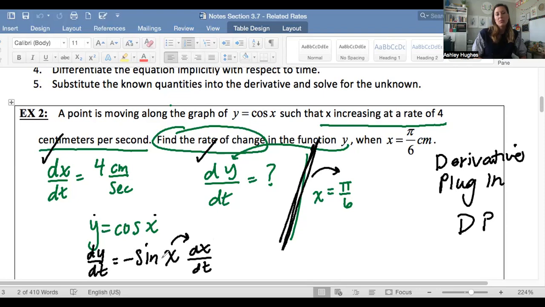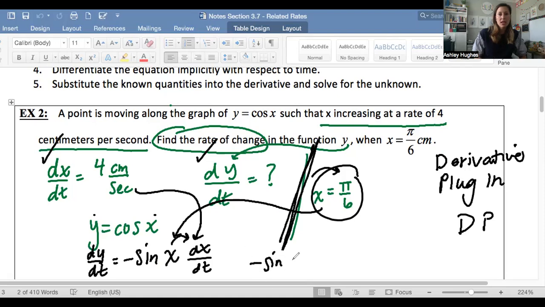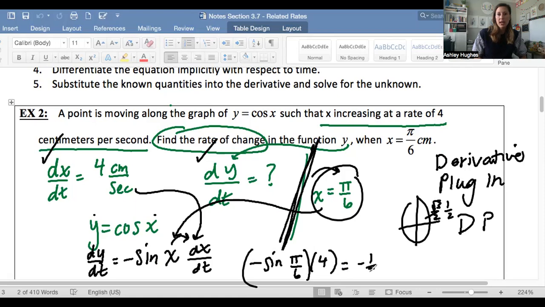So now I'm just going to plug in what x is at this instant: pi over 6. What is dx/dt? 4. So it's going to be negative sine of pi over 6 times 4. And sine of pi over 6 is right here. The sine value is 1/2 because it's up a little bit. So that would be negative 1/2 times 4. So the answer would be -2 centimeters per second.